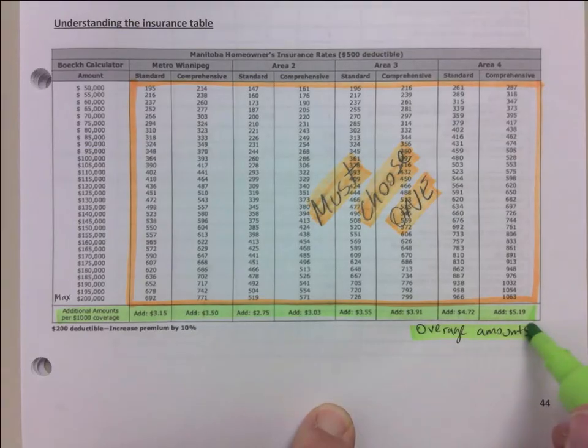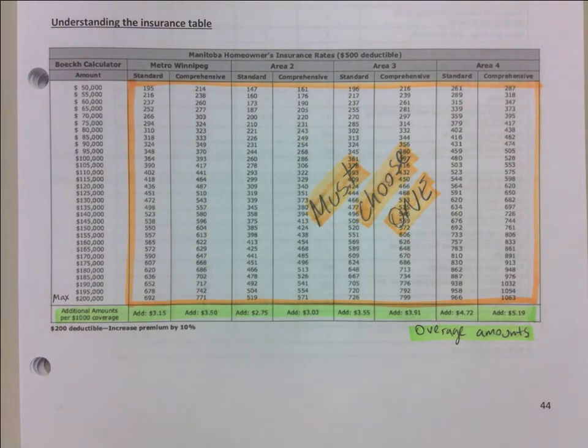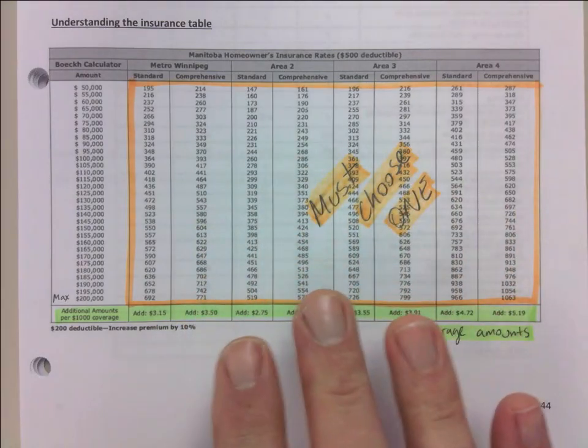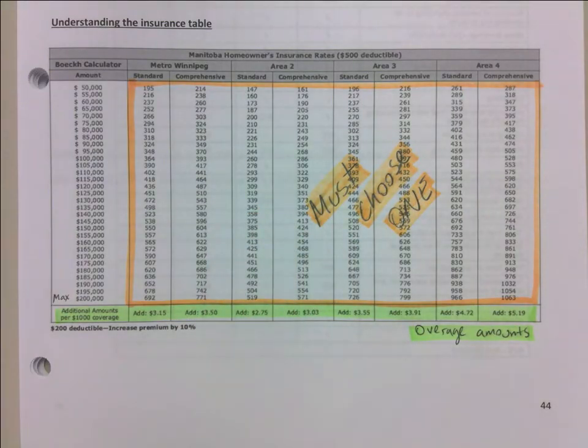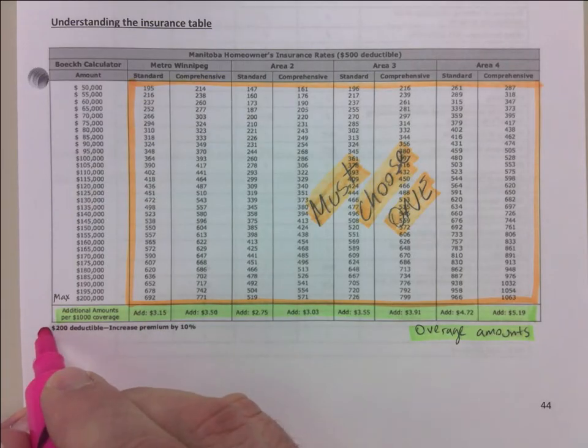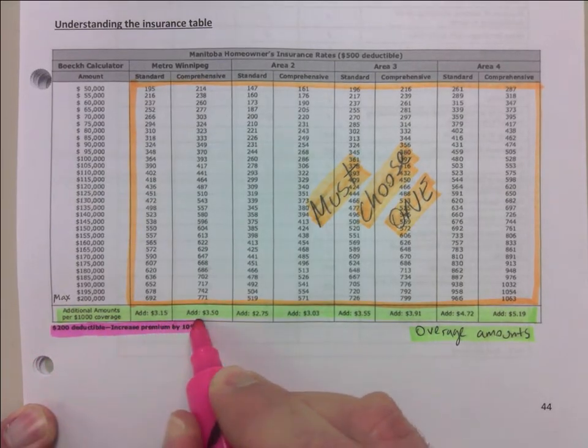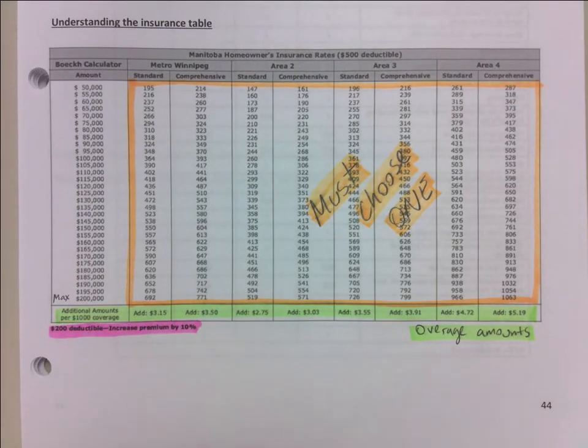And last but not least, just like before, if you don't want a $500 deductible, you're not happy with the rates on the table, you're just going to do that one additional step. It's way at the bottom here. I'm giving it a pink color. You add the 10% just like before. So the only thing that's new here, guys, is the max is 200,000, and that there are 4 areas.